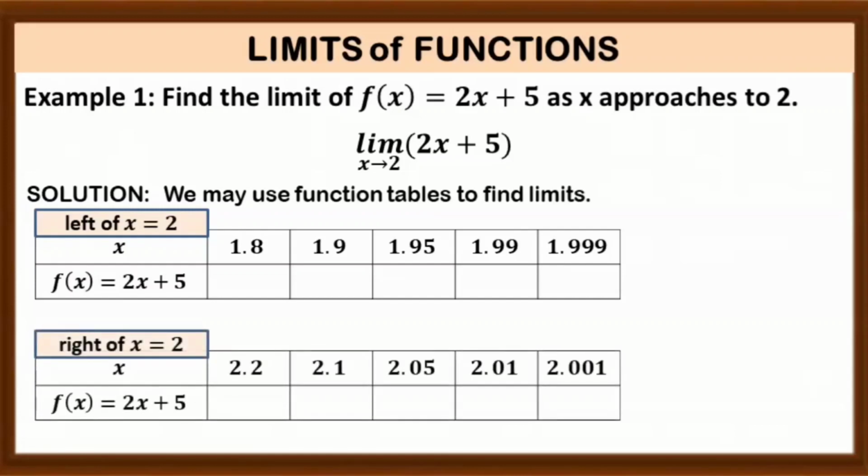Also, we make a function table and assign values for x that are closer and closer to 2 from its right. So we have 2.2, 2.1, 2.05, 2.01, 2.001, and so on. Again, observe the order of writing these values. They must be arranged in a manner that they get closer and closer to 2.